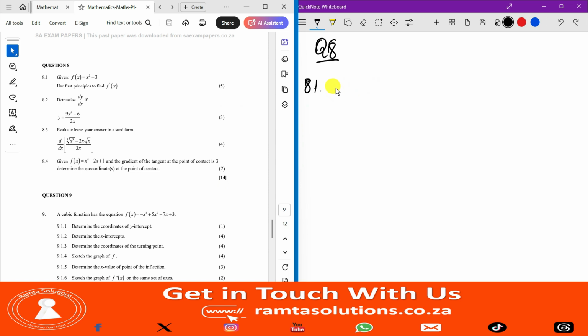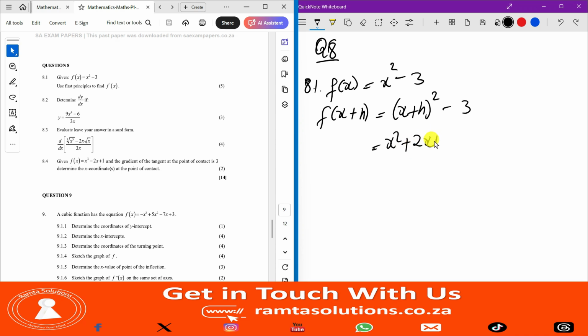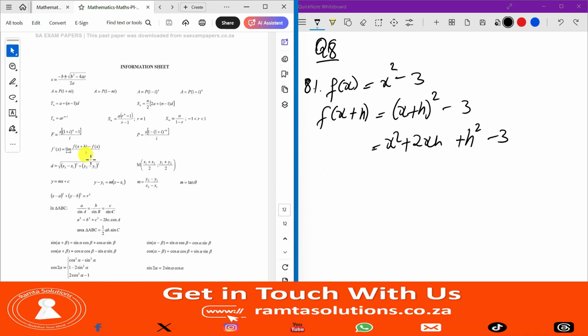8.1, given, f of x is equal to x squared minus 3. Use first principles to find f prime x. So f of x is x squared minus 3. We need to find f of x plus h, meaning where there's x, you put x plus h. This will be x squared plus 2xh plus h squared minus 3. This formula is given in your information sheet.